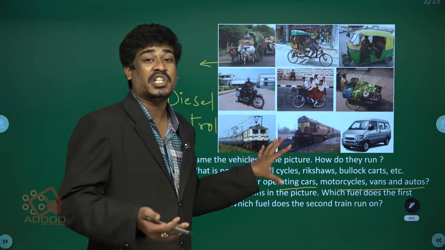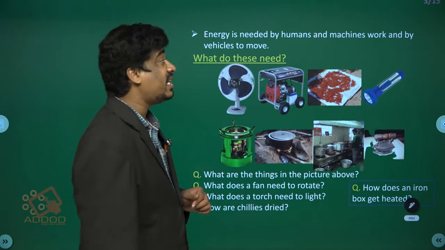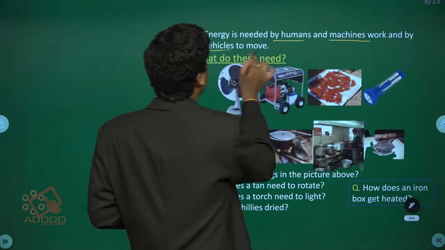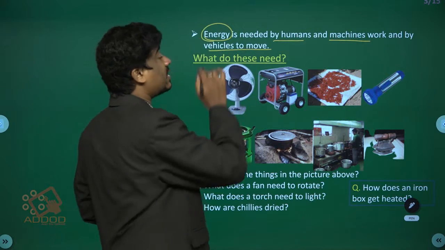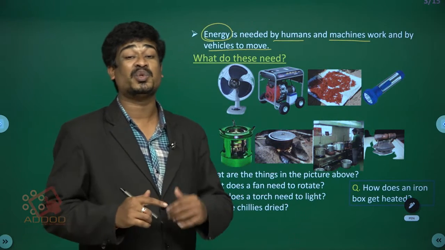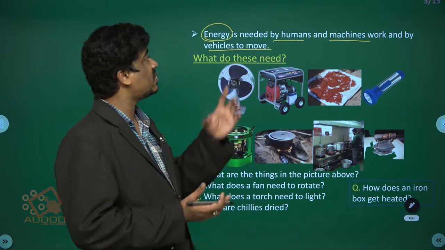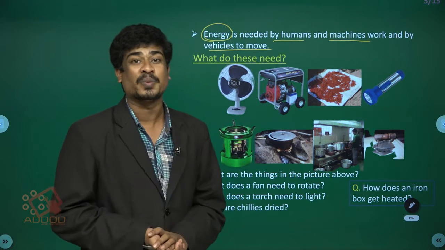Let me see the definition. Energy is needed by humans and machines to work, and by vehicles to move. So what is the needed thing? Energy is needed. Simply we can say that to do work we require energy. Energy is needed by humans and machines to work and by vehicles to move.